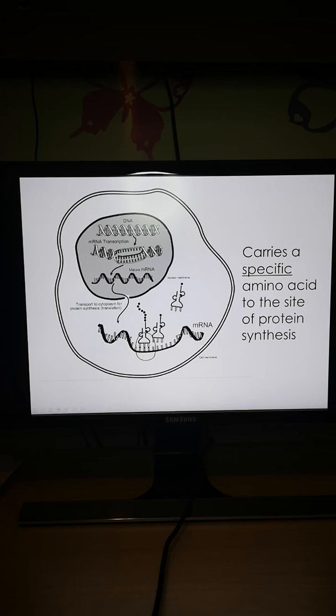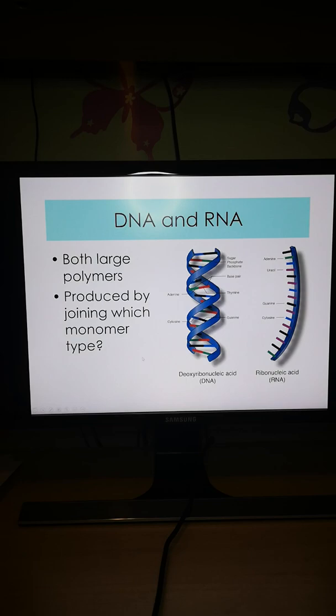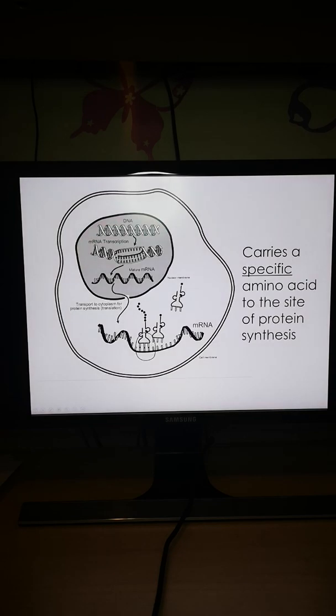Okay, so this first part we call transcription, and that's where we make our mRNA molecule. And this second part is called translation, and that's when we convert the code in the mRNA base sequence to an amino acid sequence using the ribosome, the tRNA, and the mRNA as a template.